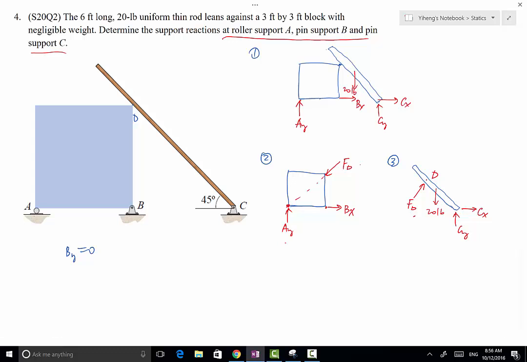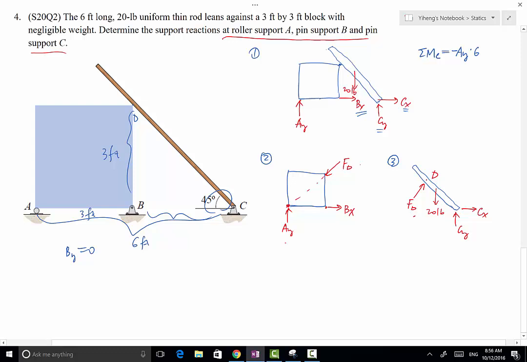So going back to the first free body diagram, if we sum the moment at point C, Bx, Cx, and Cy all have lines of action passing through point C. Therefore, if we sum the moment about point C, we only have Ay creating clockwise rotation about point C. The moment arm is going to be this distance. If this is 3 feet, this is 3 feet, and this is a 45-degree angle, then this distance must also be 3 feet. So overall, that's 6 feet.